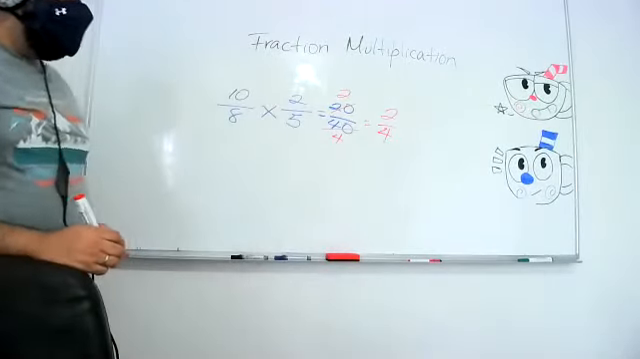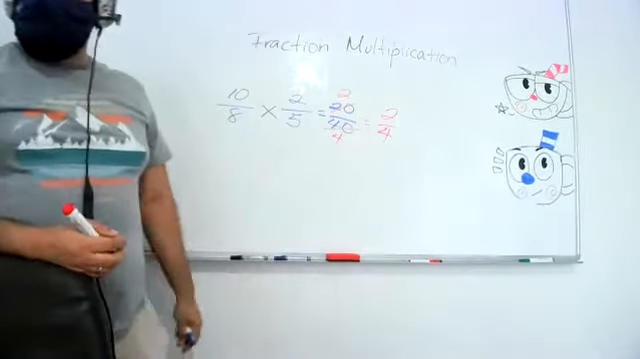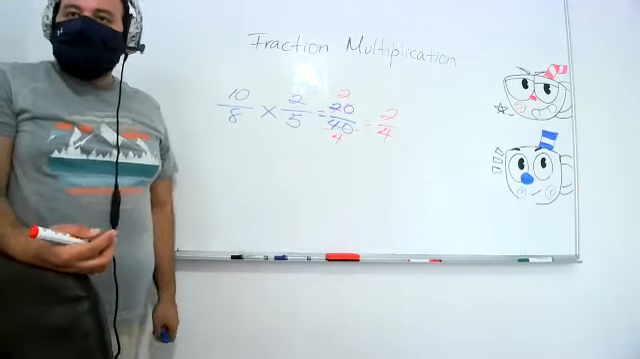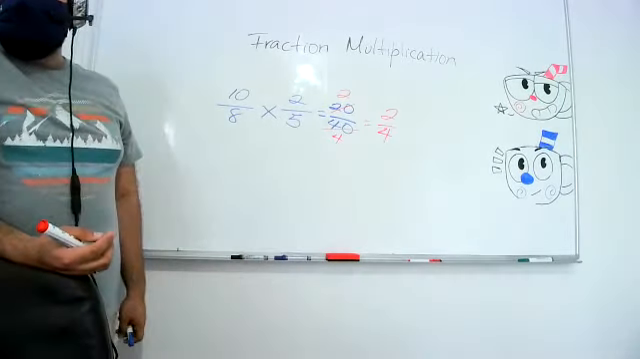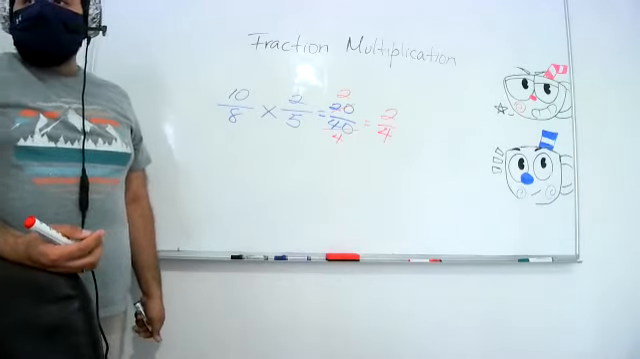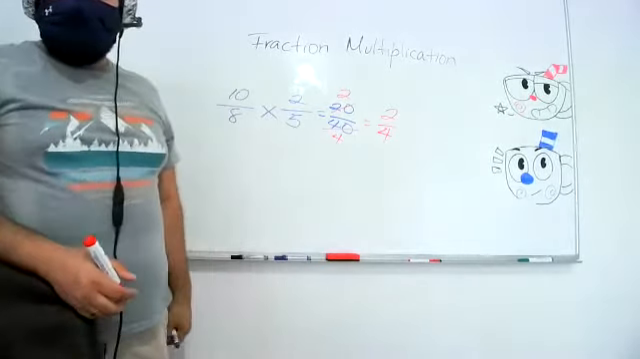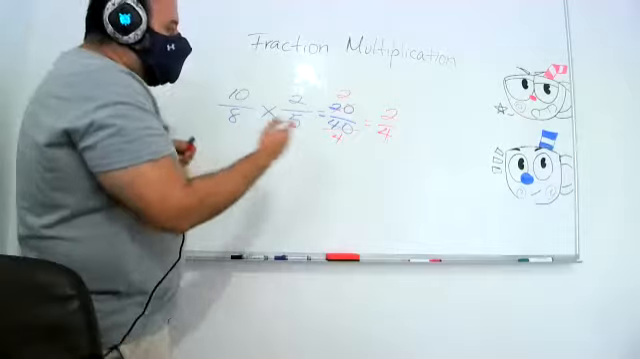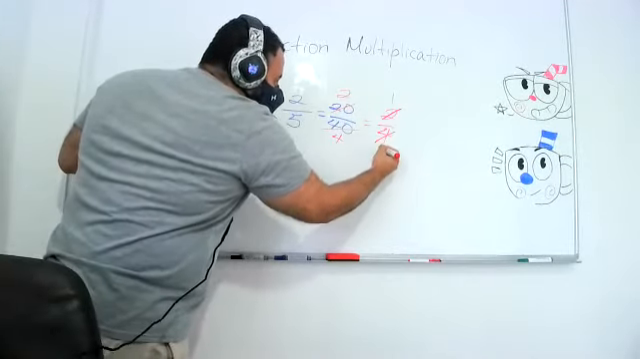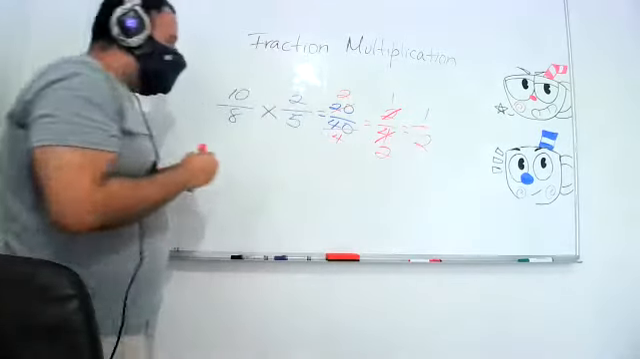But you know what? 2 and 4 have something in common yet, right? What do they have in common? They are even numbers, right? If they are even numbers, they are divisible by 2, don't you believe? Okay, I will go ahead and divide them by 2. 2 divided by 2 is 1. 4 divided by 2 is 2. So this is equal to 1/2.